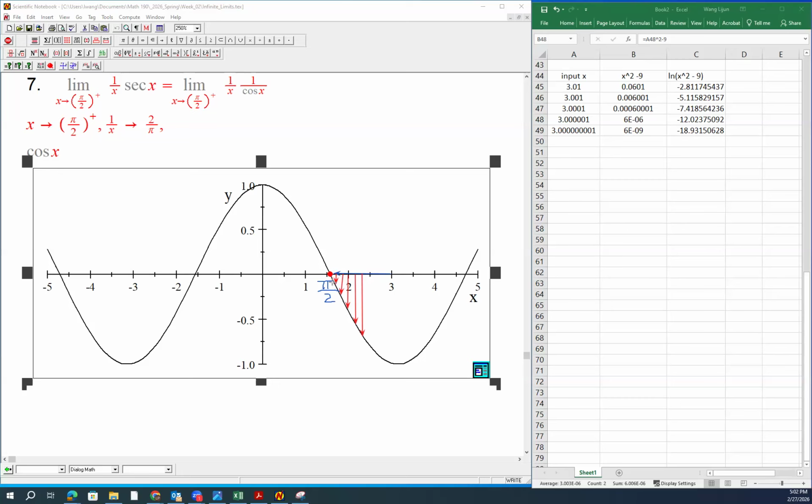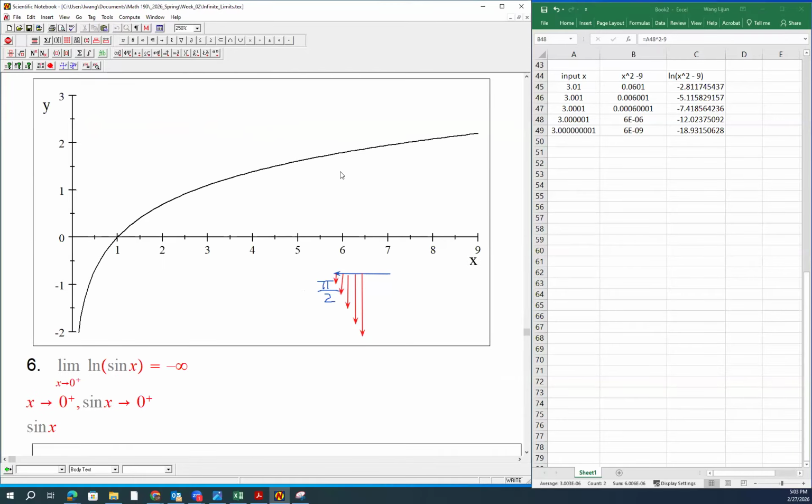You see the red is getting closer and closer to 0, but all these red are beneath the x-axis, so they are negative. So now we can say cosine x, because this is a cosine curve, is approaching 0 from smaller than 0. So that's a constant, and this piece is approaching 0 from smaller than 0 in this case.